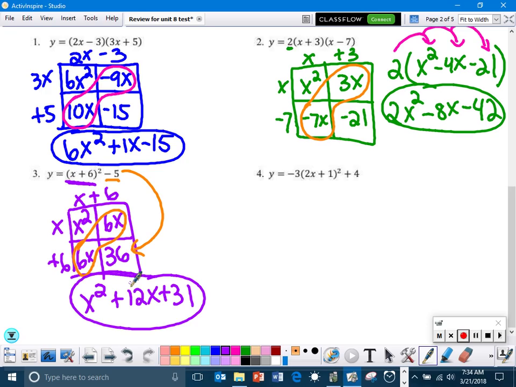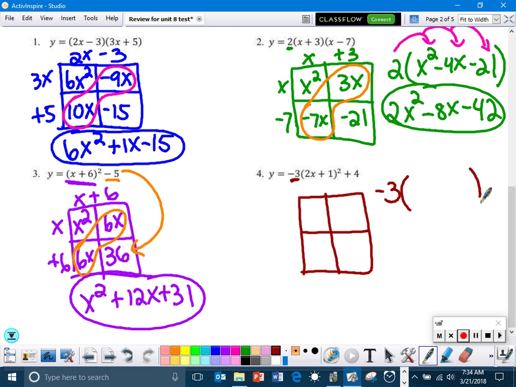Okay, now the next one, there's a little bit more to it. We do start off with the box. There's a negative 3 in front, so I'm going to do this first. And then there's also that plus 4 at the end. The plus 4 is the last thing that we do.